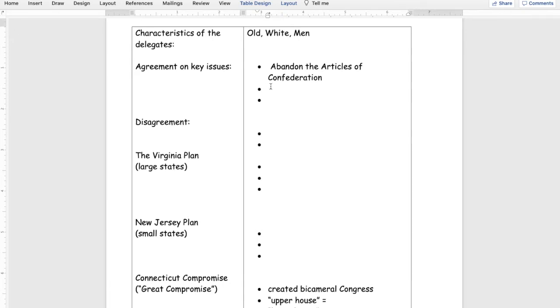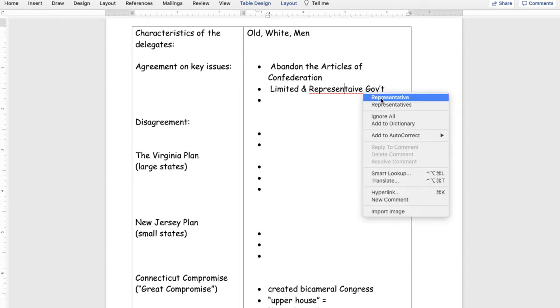The next thing that they all agreed on was the type of government that they wanted to have. They felt that the government that they were about to create should be two things. First, it should be limited. And what does that mean? It means that the government can't do whatever it wants. They had just left and fought off a king who was doing whatever he wanted. They wanted to make sure that the government they created was limited and that they could not do whatever it wanted. And the second was they wanted it to be a representative government. We should probably spell the word representative right.